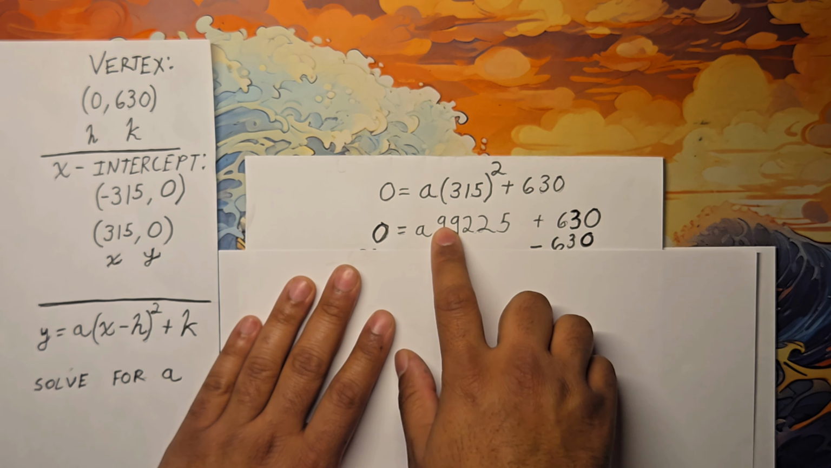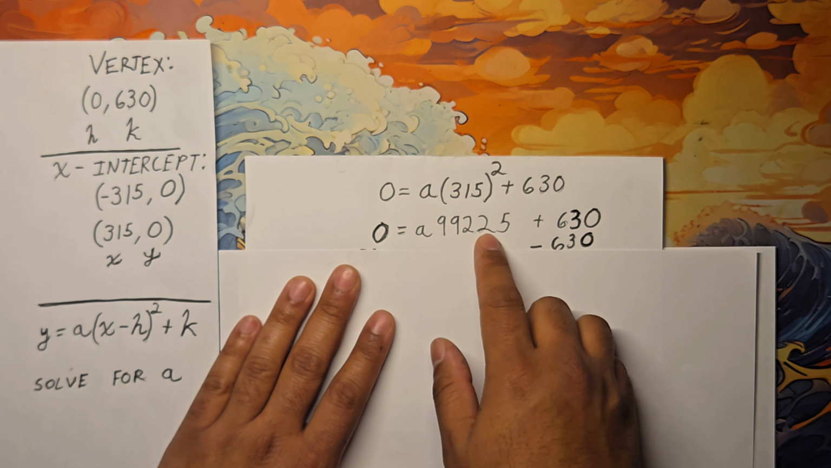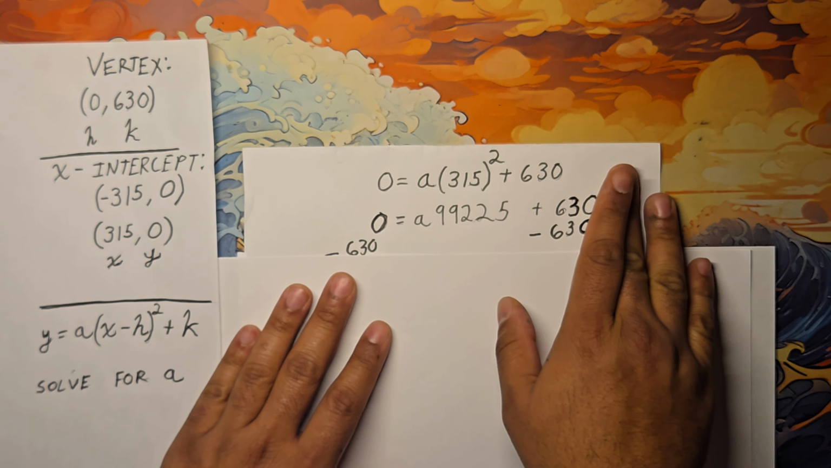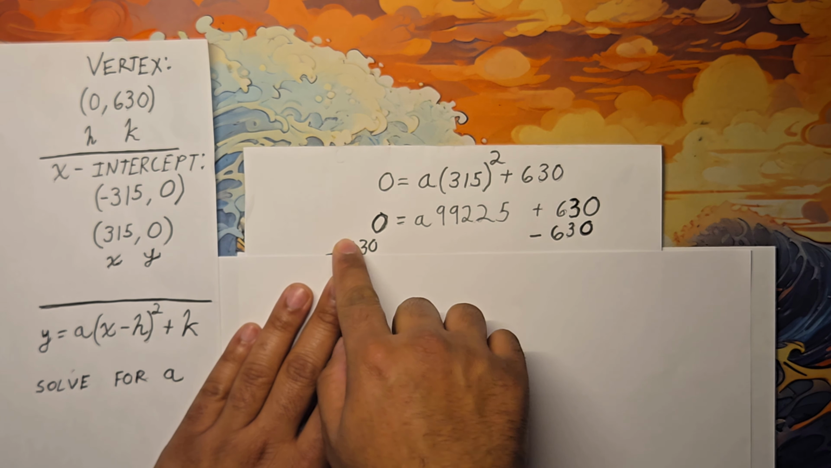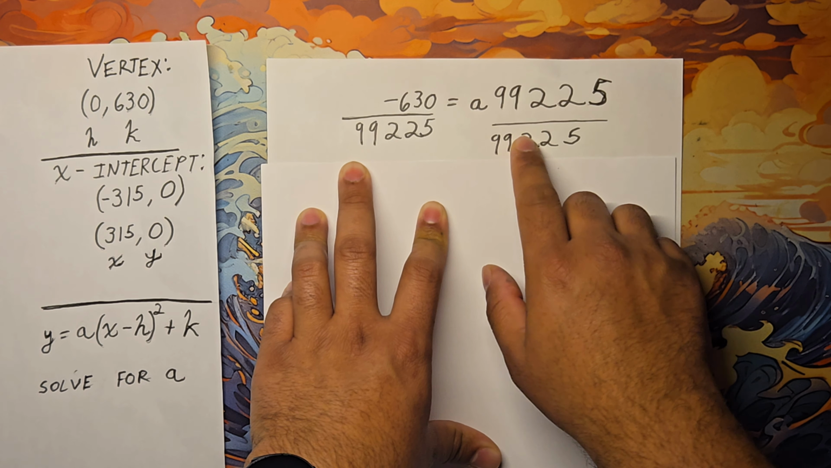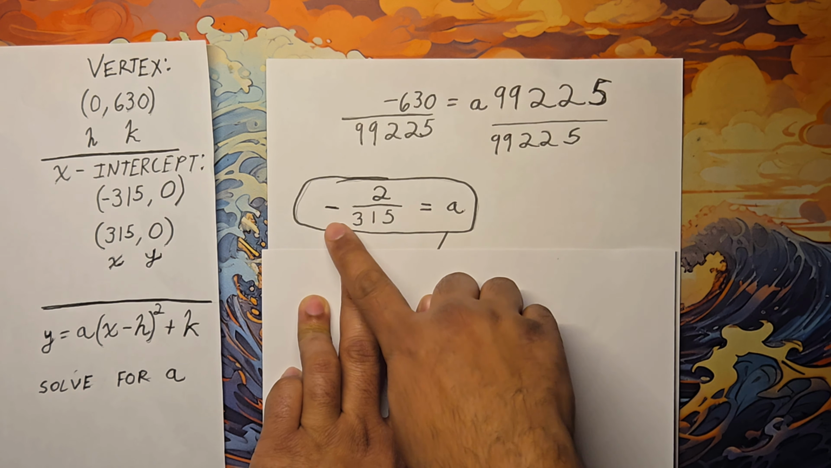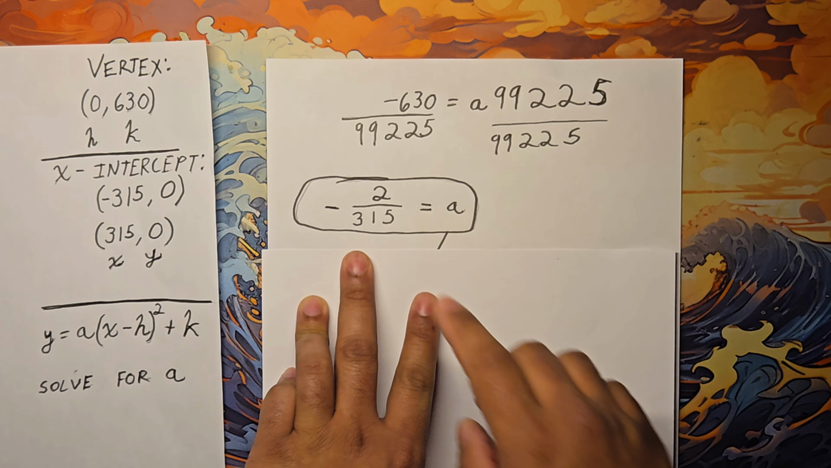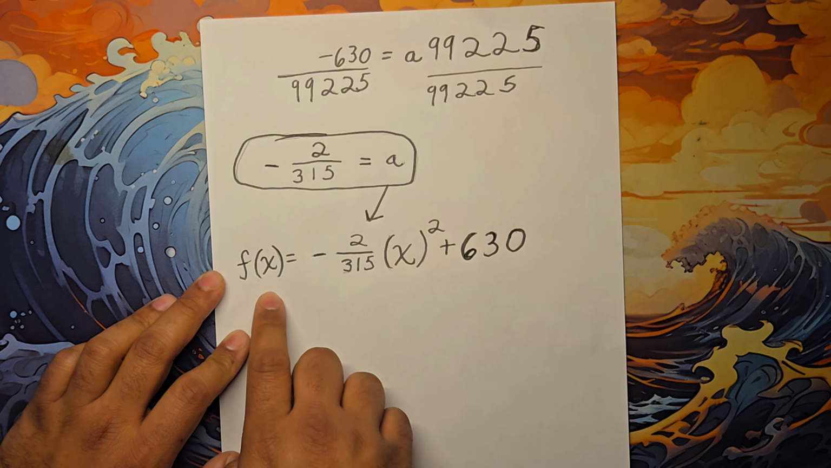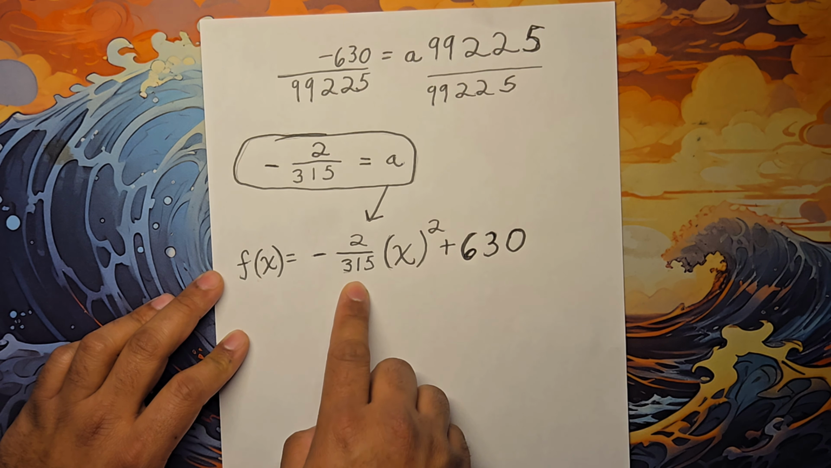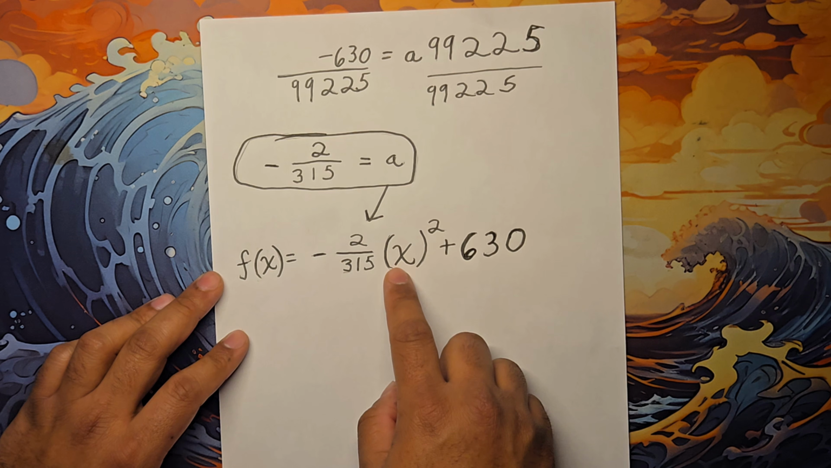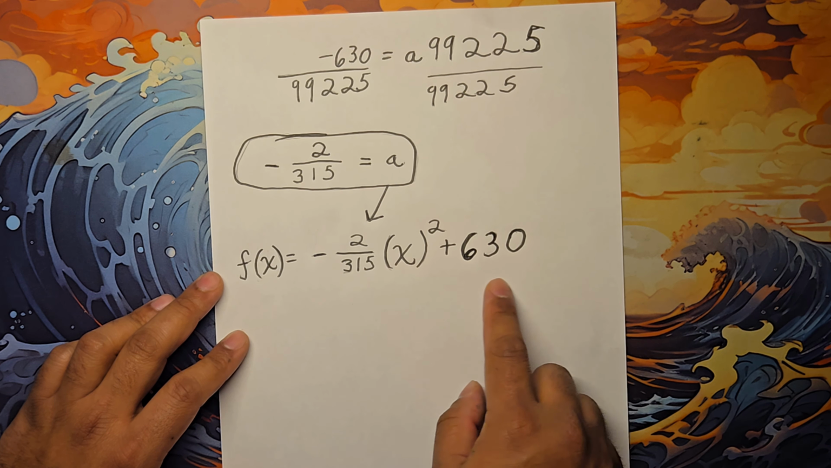315 squared came out to 99,225. I subtracted 630, brought it over, getting rid of this, and then also divided over here. My a will be equal to negative 2 over 315. So now I got f of x equals negative 2 over 315, parentheses x squared, plus 630.